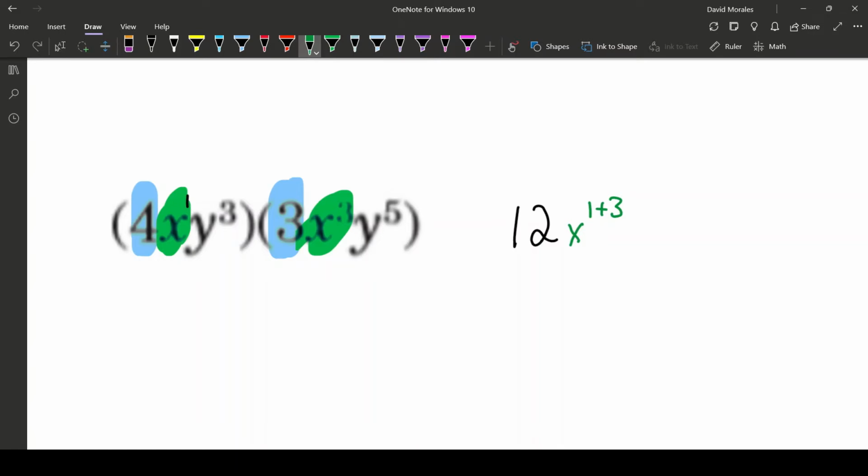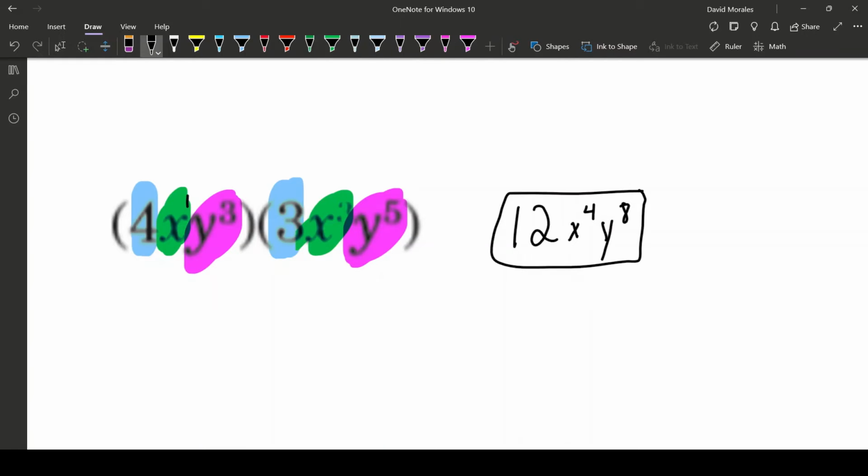Now, you can do this in your head and just write 4, okay? And then you have your y's. My y's are right next to each other. What is y to the 3 plus 5? You can do it in your head, and it would be y to the 8. And that's how you would do that.